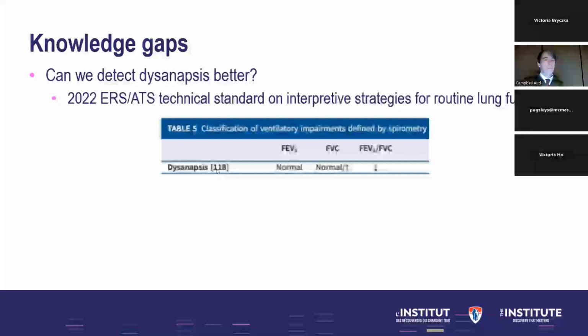So this is the table where it's describing what obstructive impairment is, restrictive impairment, and they have this line about dysanapsis, and they describe typically an FEV1 is normal. The FVC can be normal or increased, and the ratio is low. There's not a lot of data behind this definition. This reference actually is an editorial.